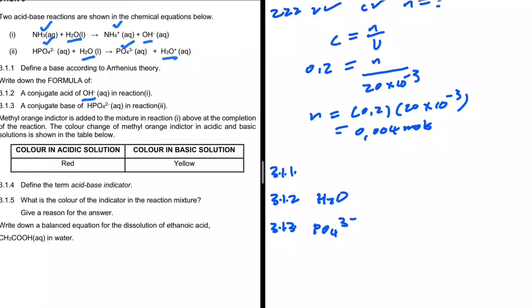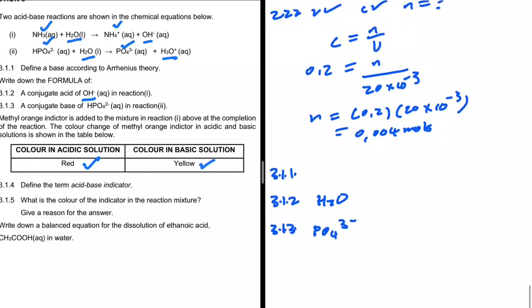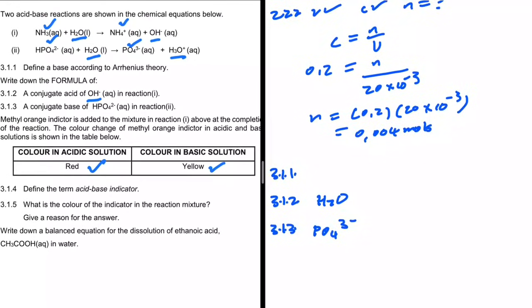Methyl orange indicator is added to the mixture in reaction 1 above at the completion of the reaction. The color change of methyl orange indicator in acidic and basic solutions is shown in the table below. Color in acidic solution is red, so if the color turns red, then that solution is acidic. Color in basic solution is yellow, so if the color turns yellow, then we know that the solution is basic.